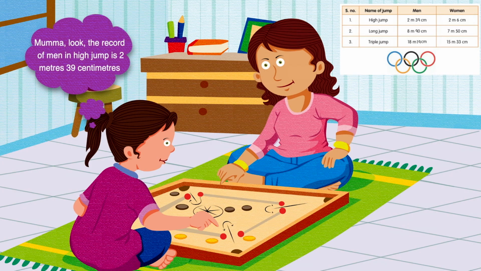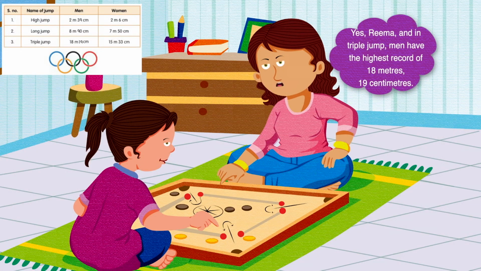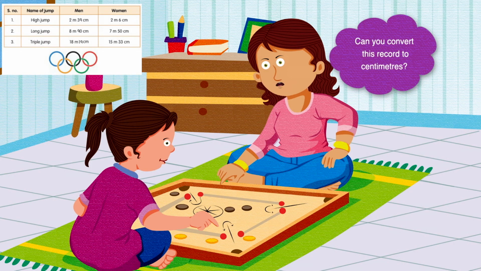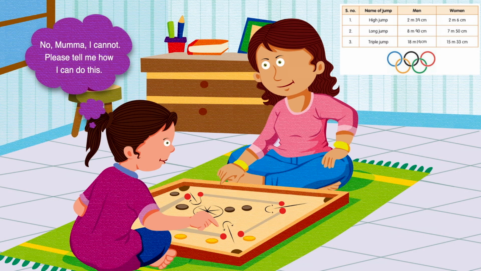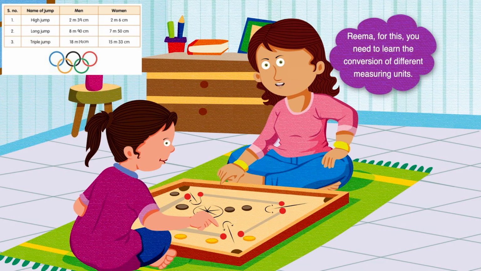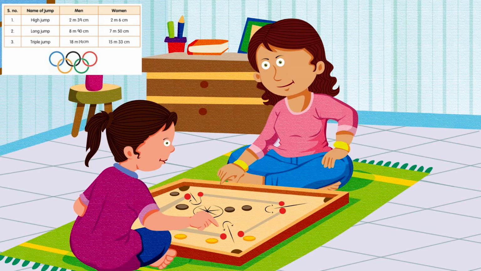Mama, look, the record of men in high jump is 2 meters 39 centimeters, and of women is 2 meters 6 centimeters. Yes, Reema. And in triple jump, men have the highest record of 18 meters 19 centimeters. Can you convert this record to centimeters? No, Mama, I cannot. Please tell me how I can do this. Reema, for this, you need to learn the conversion of different measuring units.